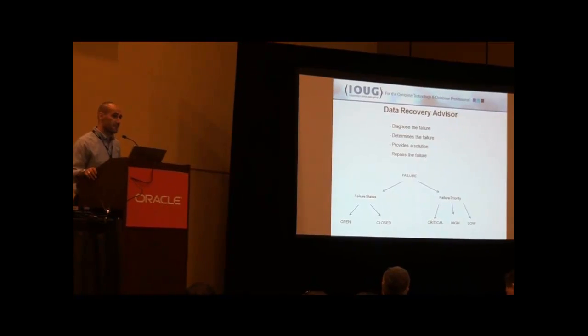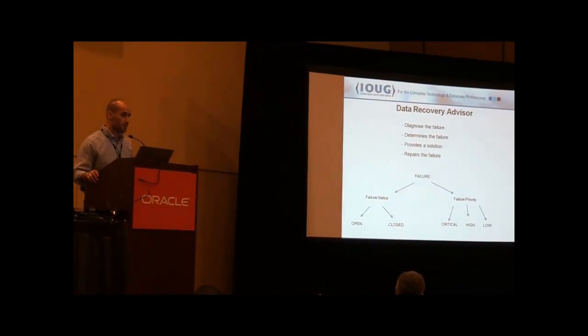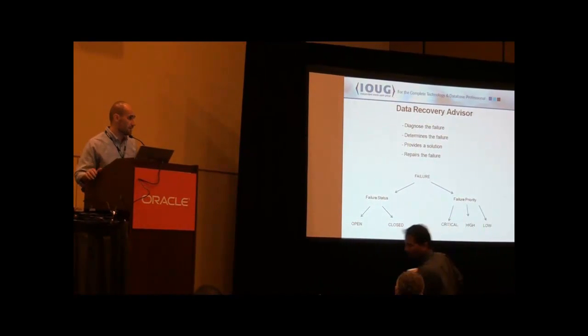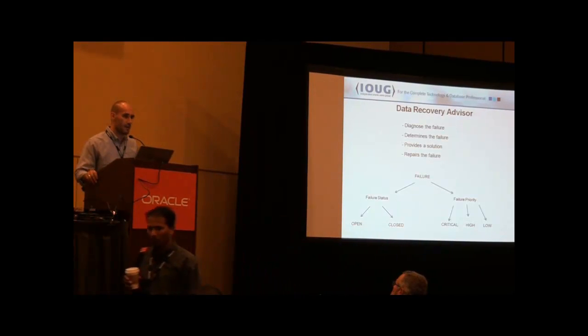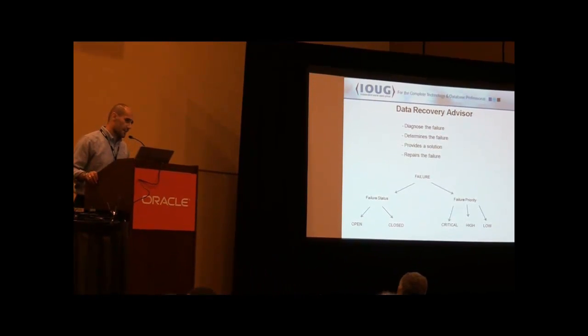The high priority makes the database partly unavailable. For example, losing any non-system data file is a high failure. The low priority indicates that the failure can be ignored. For example, if you have any high failure and you want to ignore it, you can change the status to low priority.